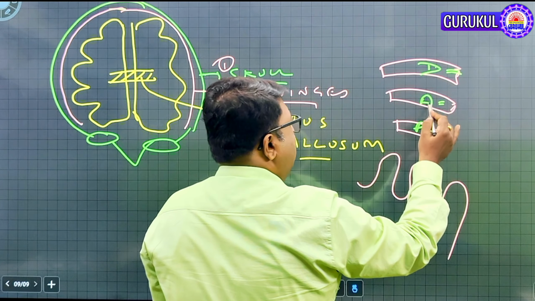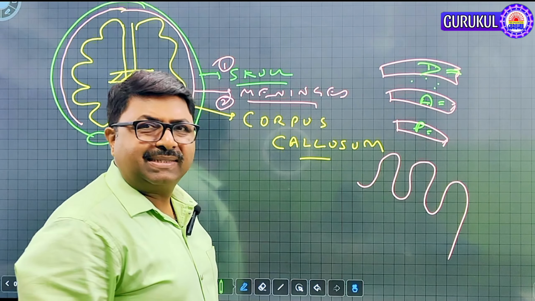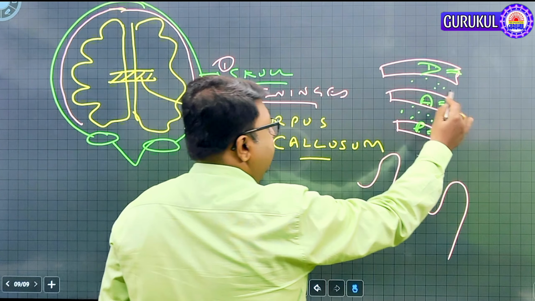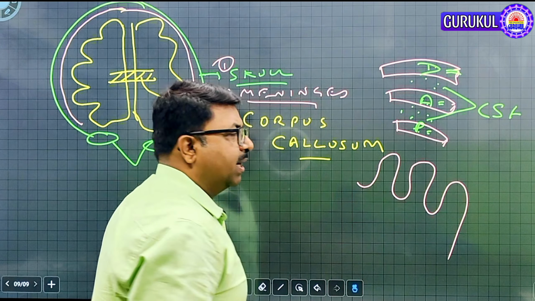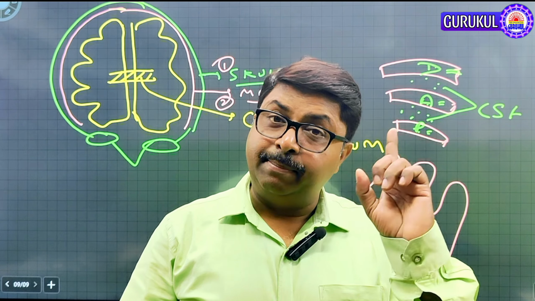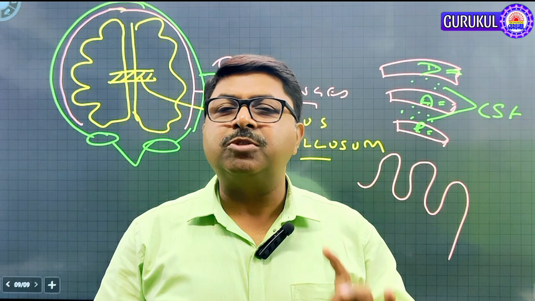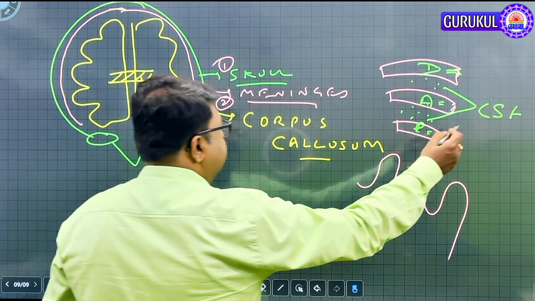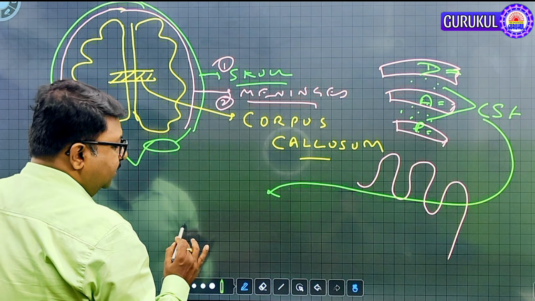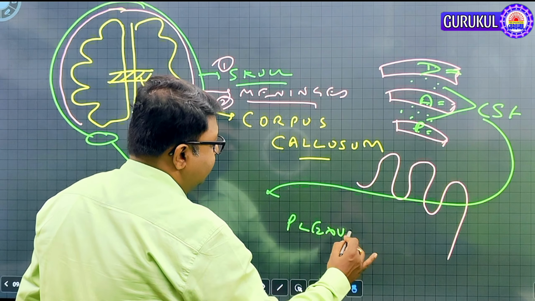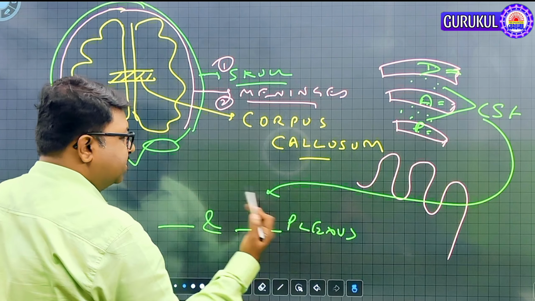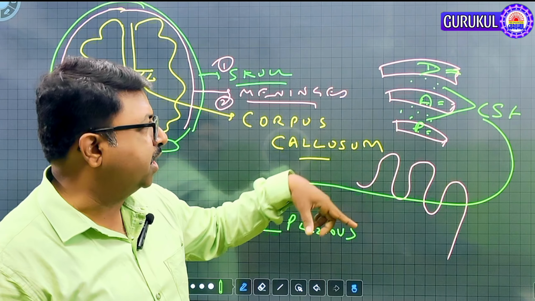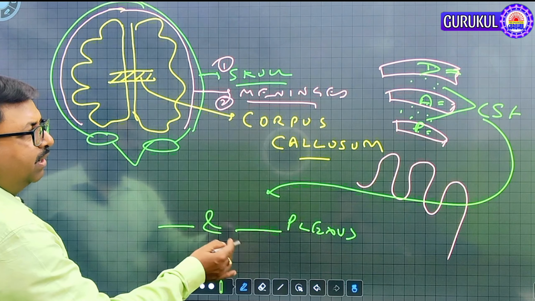The gap between dura mater and arachnoid is called the subdural space. Between arachnoid and pia mater, the gap is called the subarachnoid space, and this gap contains cerebrospinal fluid. That means the central nervous system contains cerebrospinal fluid. Comment in the comment section: cerebrospinal fluid is produced from which plexus? It was already covered in earlier videos. Those who know it, just answer me.